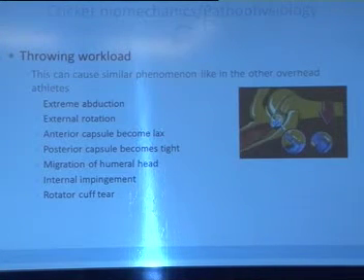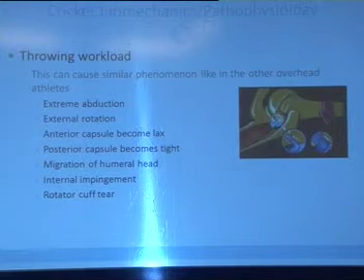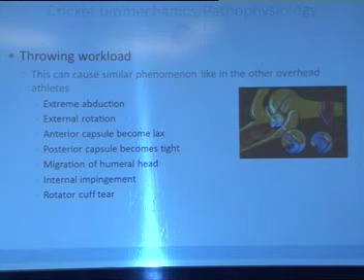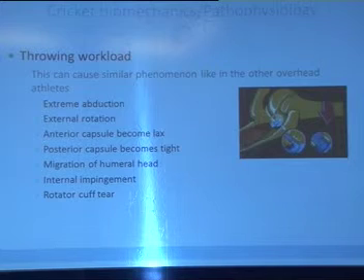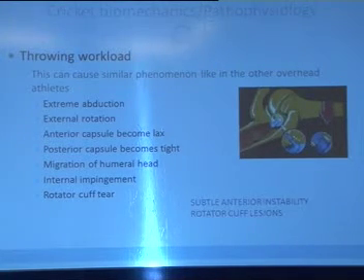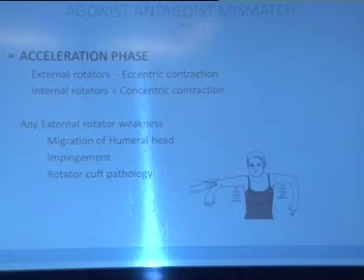Another way, throwing workload, as there is also some throwing involved in this. This is exactly the same throwing mechanism as in any other abduction external rotation attitude, where you have extreme abduction, external rotation, the anterior capsule becoming loose, so that they have subtle anterior laxity, the posterior capsule becoming tight, migration of the humeral head, internal impingement, and some rotator cuff tear. So basically, external rotators and internal rotators have to act coherently during the process of bowling and also during the process of throwing.